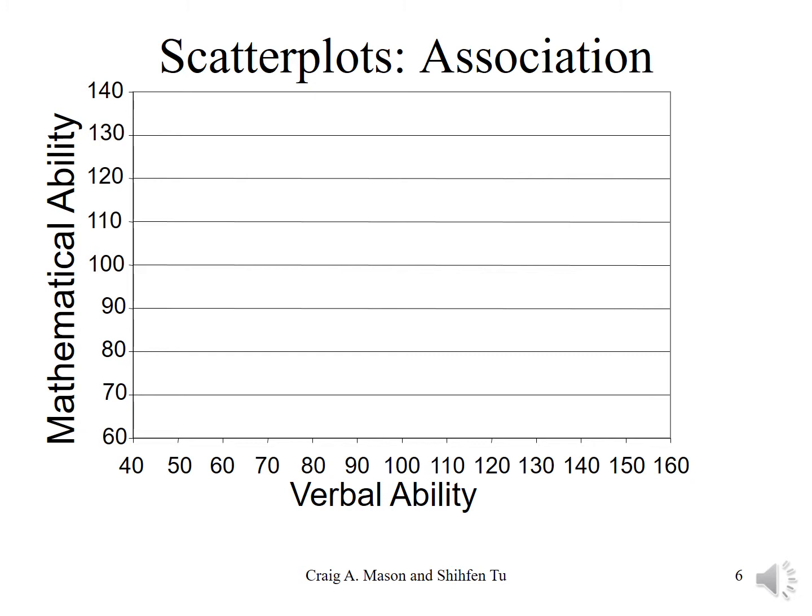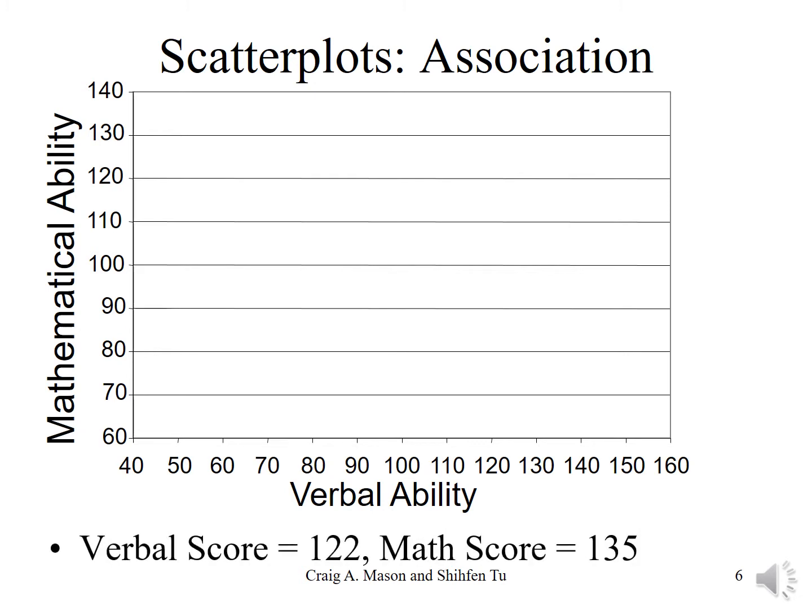For example, let's say that I want to make a scatter plot of student verbal and math ability based on a standardized test. We'll assume the first student has a verbal score of 122 and a math score of 135. We start with the verbal score of 122 and move along the x-axis until I reach 122. I then use the math score of 135 and move straight up the y-axis until I reach 135. I then place a mark at this point, and this mark represents both scores for the first student.